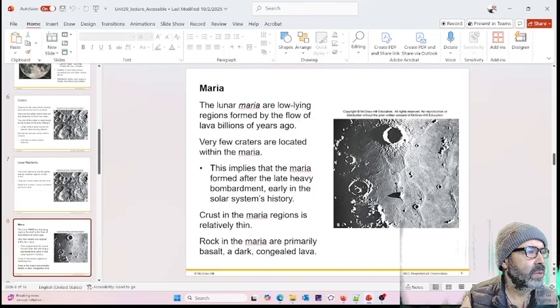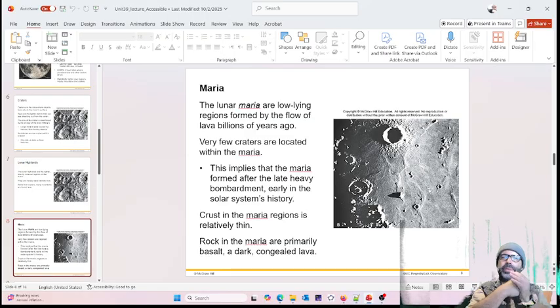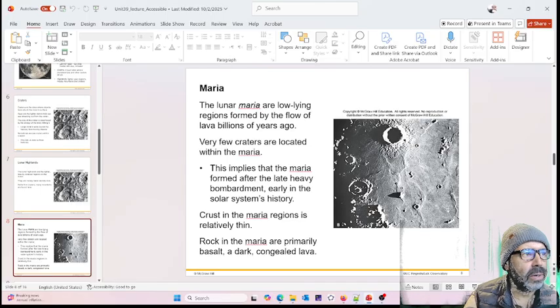The Marias, as I was saying earlier, are mainly the leftover from the flow of lava in the past. So a big crater hits the moon, then the magma sitting immediately underneath comes out and starts to flow. These areas are actually not clear or clean either.